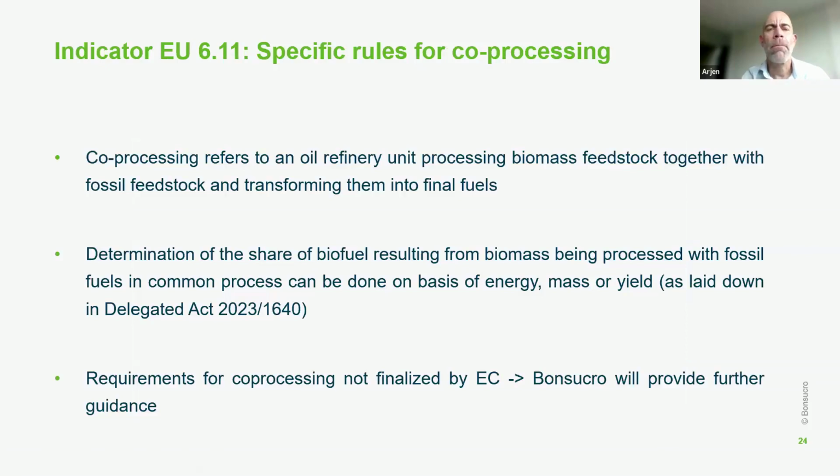Then the third indicator which has been added to this whole set of indicators under six is indicator 6.11. That indicator refers to co-processing, whereby co-processing is defined as a process whereby an oil refinery unit processes biomass feedstock together with fossil feedstocks and then transforms it into final fuels. What is obviously important then is how to determine which part of the produced final fuels can be considered as biofuels meeting the relevant sustainability requirements.